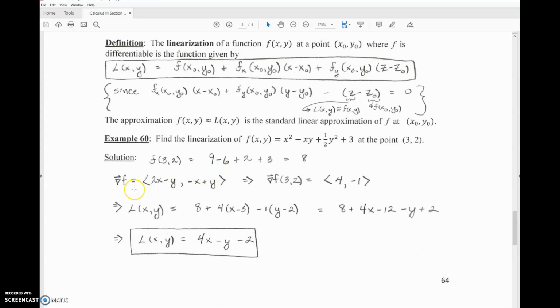Then I have to take the gradient of f, 2x minus y, minus x plus y. Evaluate that at 3, 2, and get 4, minus 1. So I have 8 plus f sub x, which is 4, times x minus x naught, x minus 3, plus f sub y, which is minus 1, times y minus y naught. So this is the linearization. This is if I was following the tangent plane instead of the function. So I can approximate any point on the surface, f of x, y, that is near the point 3, 2, by plugging it into the equation of the tangent plane here.